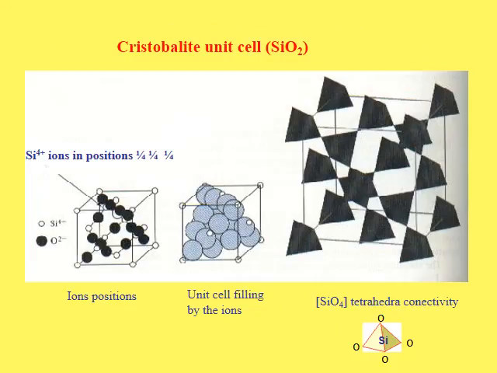The mineral cristobalite is a high-temperature polymorph of silica, meaning that it has the same chemical formula, SiO2, but a distinct crystal structure. Low and high-temperature quartz, cristobalite, and tridymite are the four silica polymorphs we know. These images show the ion positions in the unit cell, the unit cell filling by the ions, and the connectivity of the SiO4 tetrahedra that builds the cristobalite structure.